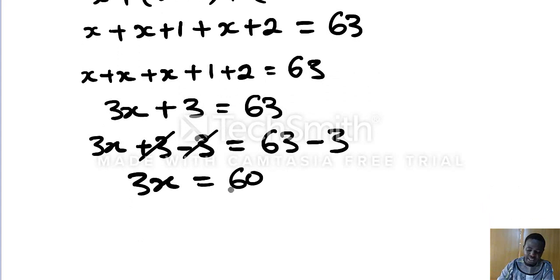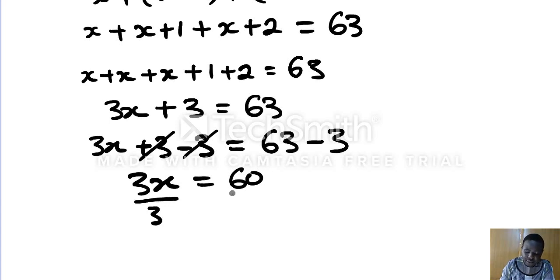What do we do next? If 3x is equal to 60, what is x? What's that number that when you multiply by 3 gives you 60? I know you already know the answer, but let's do it in the proper way. Now, because these two are being multiplied together, for me to separate them, I'm going to do what? I'm going to divide. So I'm dividing both sides by 3. Why am I dividing both sides by 3? Because I want to make x the subject of the formula.